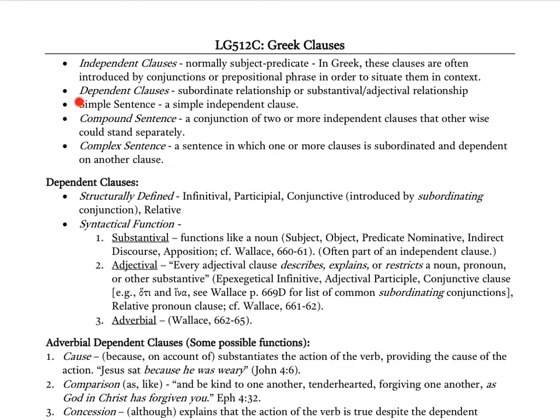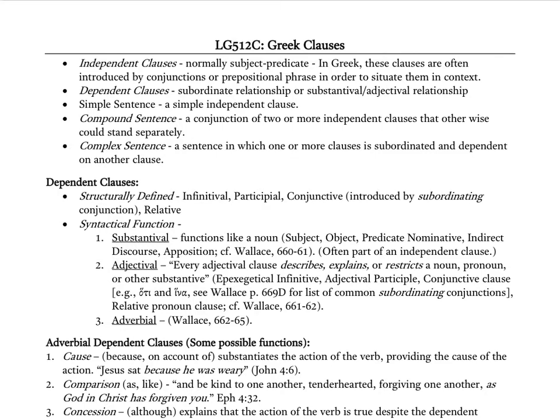Then, of course, the other one is dependent clauses. These are in a subordinate relationship or substantival or adjectival relationship. That is, these dependent clauses can function as substantives, as we've talked about with, for instance, the substantive infinitive. Or adjectival, they can modify other adjectives. But they're not independent clauses in themselves. They do not stand alone as clauses. And so that's an important distinction that we need to make: independent clauses versus dependent clauses, or main sentences versus subordinate sentences.